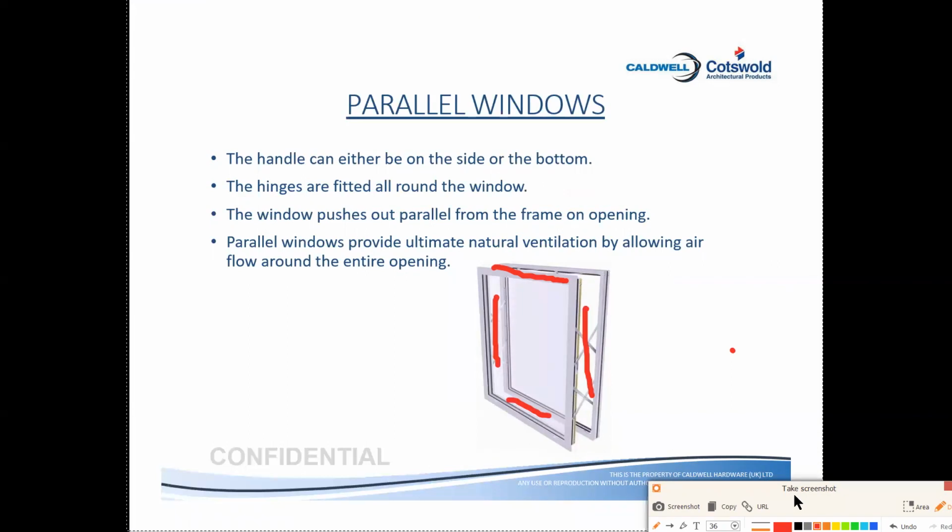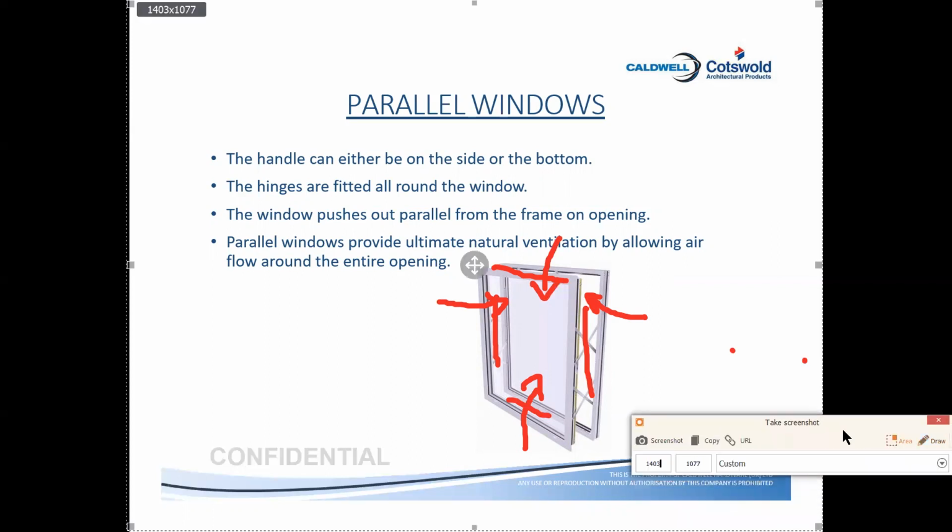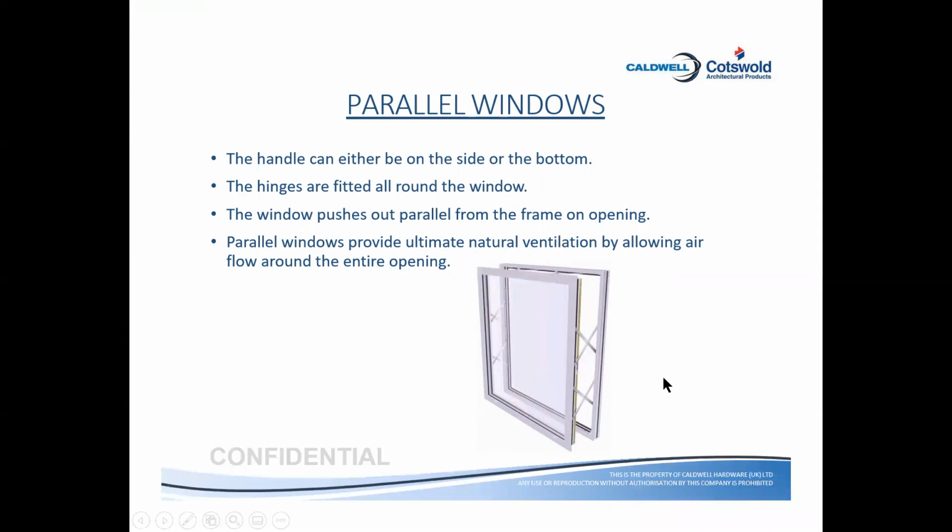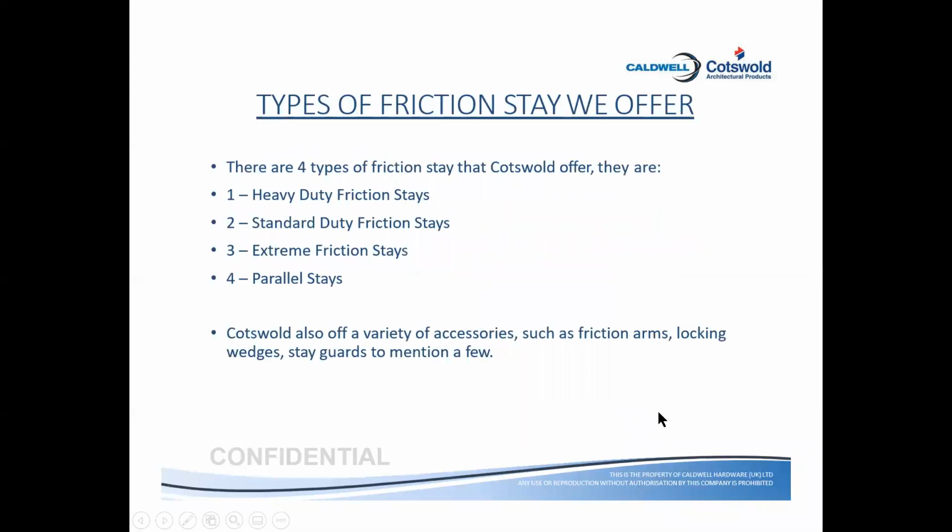Parallel windows provide ultimate natural ventilation by allowing airflow around the entire window. Air ventilation or smoke evacuation is possible from all the four sides of the window. That's why it's highly recommended and used for windows where air evacuation is required more, or natural ventilation with a higher percentage is required.